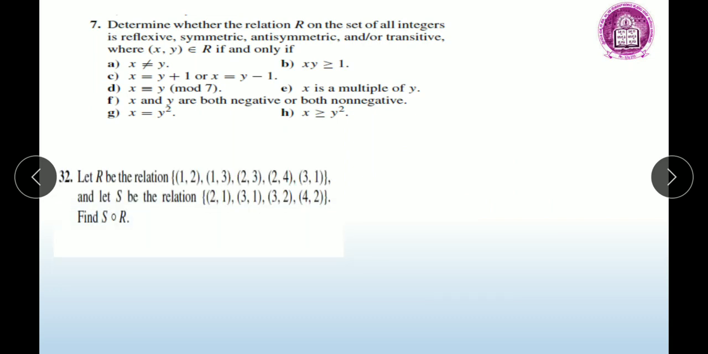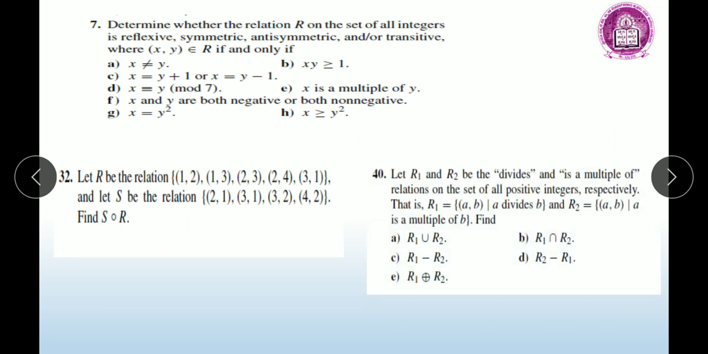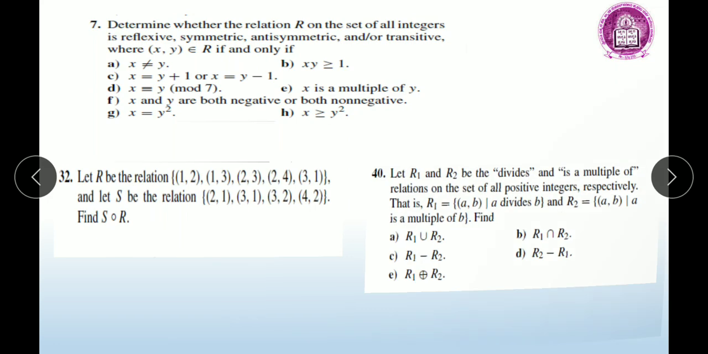Then you have a question here. Let R be the relation and S is also given. Find S composition R. You know how to find S composition R. Next, R1 and R2: R1 is the set of all ordered pairs (a, b) such that a divides b. R2 is the set of ordered pairs such that a is a multiple of b. Find the union, the intersection, the differences and also the direct sum. Yeah, please try these problems.